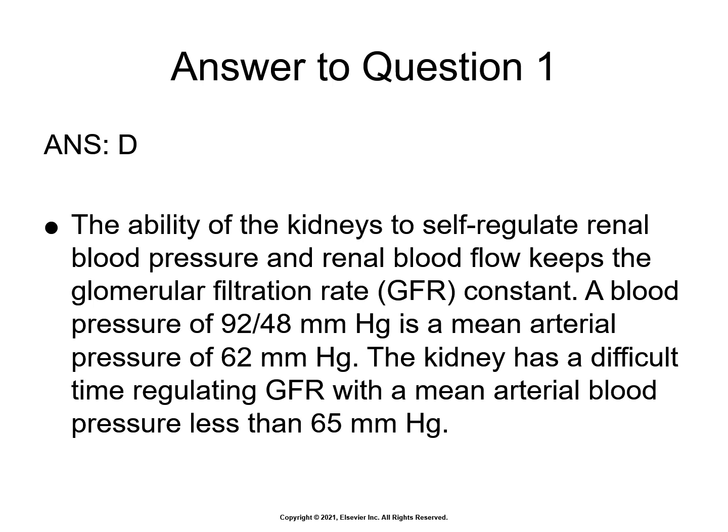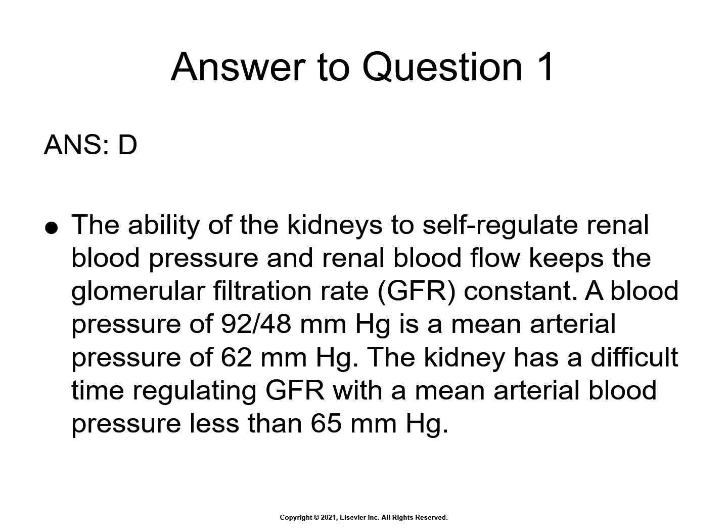The answer is D. The ability of the kidneys to self-regulate renal blood pressure and renal blood flow keeps the glomerular filtration rate, again very important, constant. A blood pressure of 92/48 millimeters of mercury is a mean arterial pressure of 62 millimeters of mercury. It's your MAP. You've got to have at least 60, right? So this means they may have a compromise because this is very low.